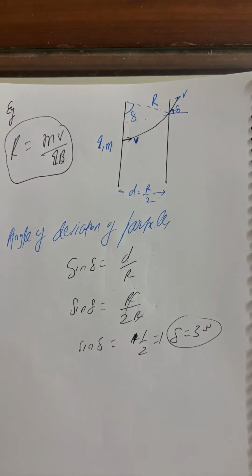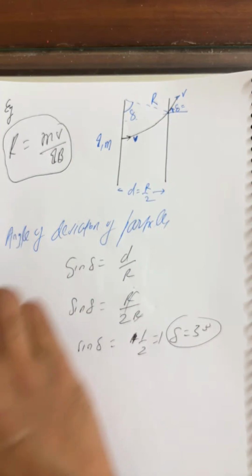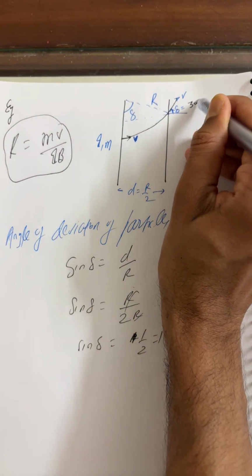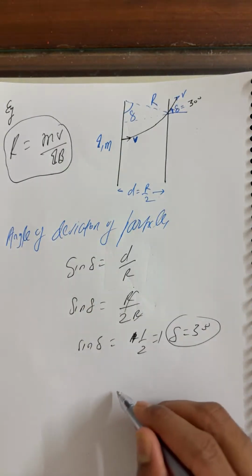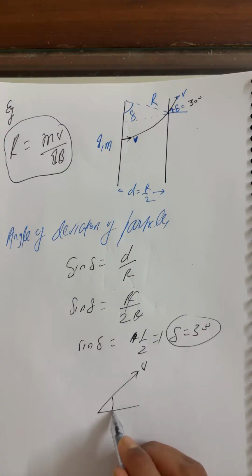Okay. Now here we wish to find the velocity. We wish to find what? Velocity here. So this angle is known for us. This angle of deviation, you can also write, is 30 degrees. So finally the particle's motion is V. What is this angle?